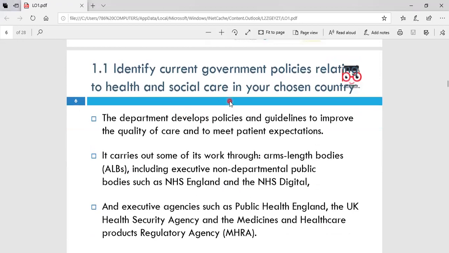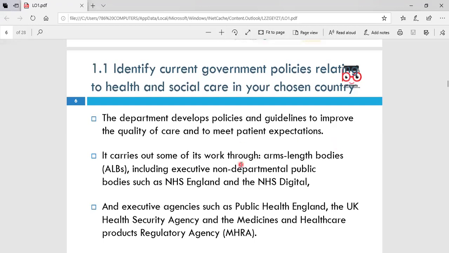So you're identifying current government policies relating to health and social care in your chosen country again. So the department develops policies. So what is the NHS doing? It's developing policies and guidelines in order to improve the quality. So whatever you're doing, the ultimate goal should be to improve the quality of care and to meet patient expectations. So different patients have different expectations. You cannot always meet them. Sometimes you meet them, sometimes you don't, but your ultimate goal is to meet them actually.